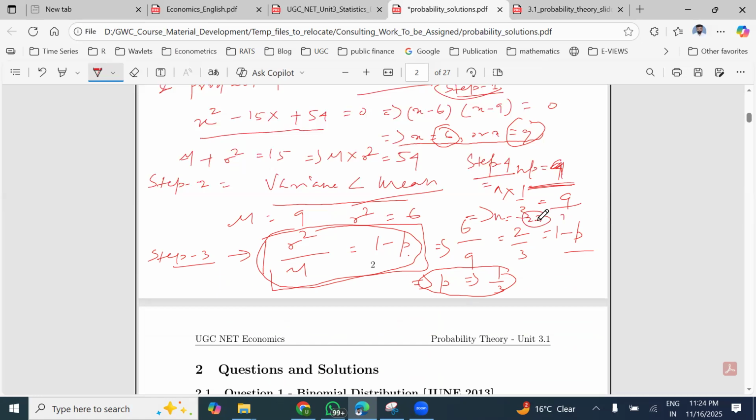What you are actually trying to memorize is one thing: always remember that variance is less than mean, so that you are in the right direction.